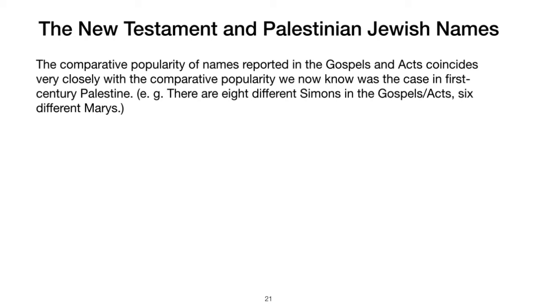So we have, for example, I think, 8 Simeons or Simons in the Gospels, and of course, like I say, that's the most popular. And then you have several Josephs in the Gospels. And there again, that's the second most popular male name. You have a number of Marys in the Gospels, and that again, more than any other female name in the Gospels.